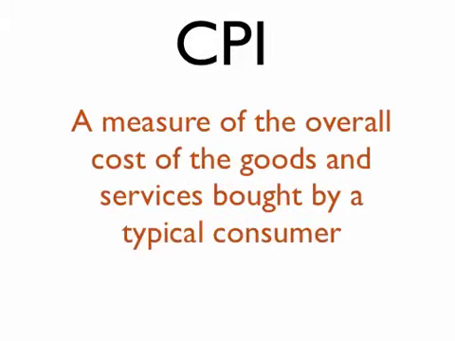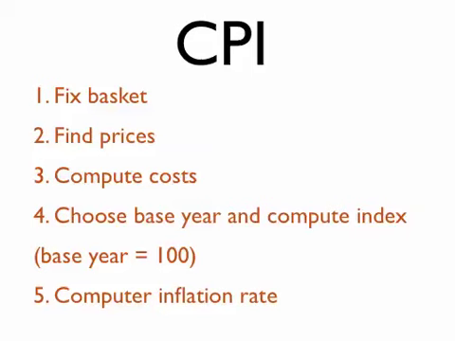Okay, let's talk about CPI. CPI is a measure of the overall cost of the goods and services bought by a typical consumer. It's the Consumer Price Index. In order to create a CPI system or an index, it entails 5 steps. First of all, we fix a basket, or we decide what items we're going to put in our shopping basket, and then we go survey and find those prices. We compute the overall cost of the basket, and then we choose a base year and compute the index. Remember, we set the base year equal to 100, and then each year we simply do this again.